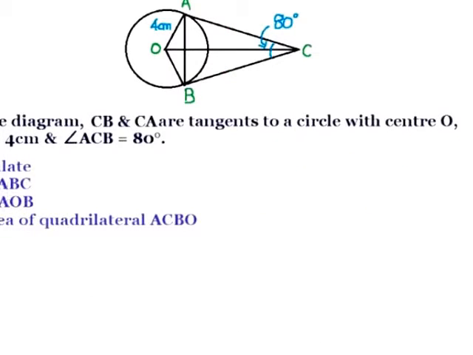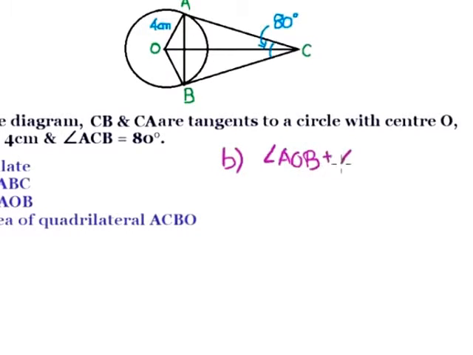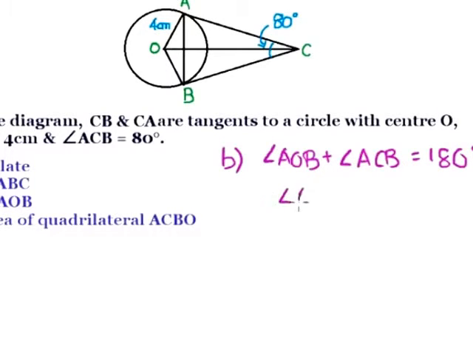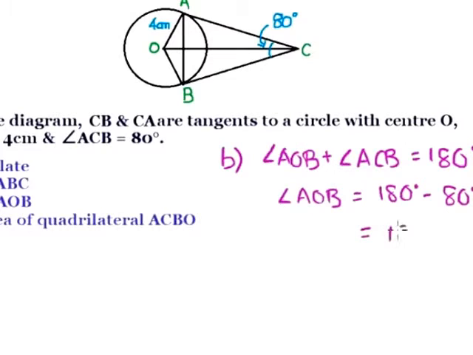As for B, the angle AOB. The angle AOB plus the angle ACB is equal to 180 degrees. Thus, the angle AOB would be equal to 180 degrees minus 80 degrees equals 100 degrees.